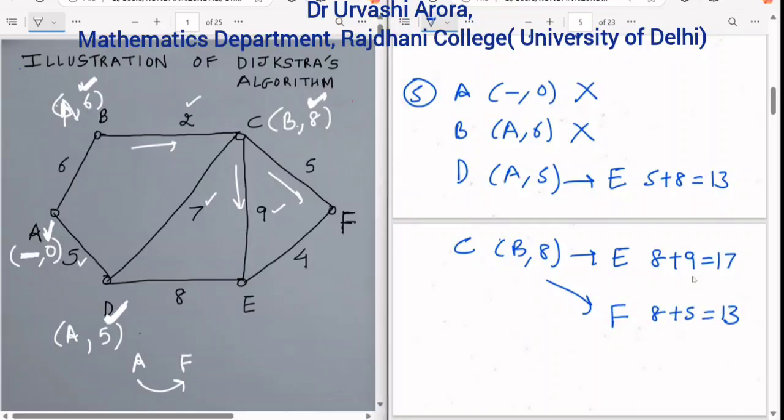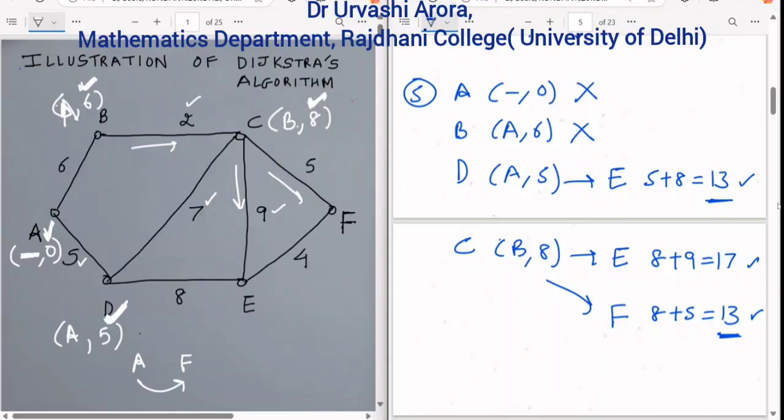So there are three numbers that we have, 13, 17, and 13, of which we have to find out the minimum. And obviously the minimum is 13, but 13 is coming at two places. So we can choose either this 13 or we can choose this 13. We have to go on continuing with Dijkstra's algorithm till all the vertices have attained a label. So we can take any one of them.